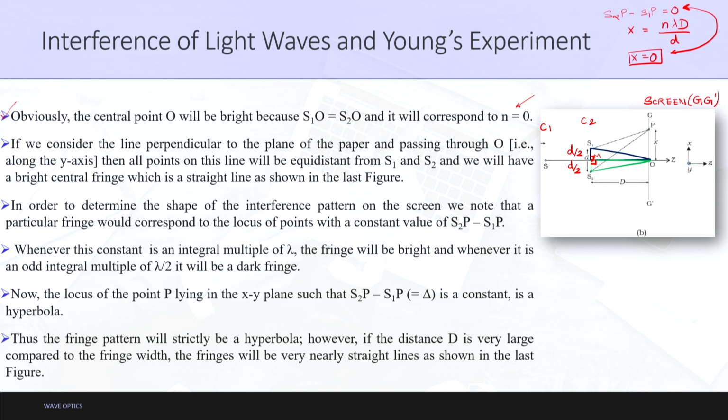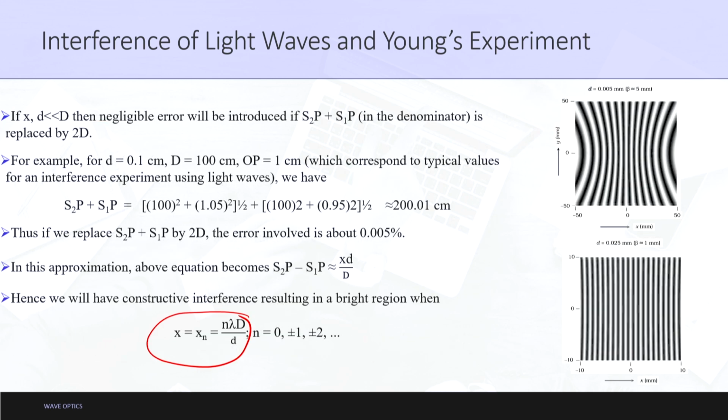Now, if we consider the line perpendicular to the plane of the paper and passing through O, that is along the y axis, let us say this is cardboard C1, this is cardboard C2. What I am trying to explain is, all points on this line will be equidistant from S1 and S2, and we will have a bright central fringe which is a straight line as shown in the last figure.